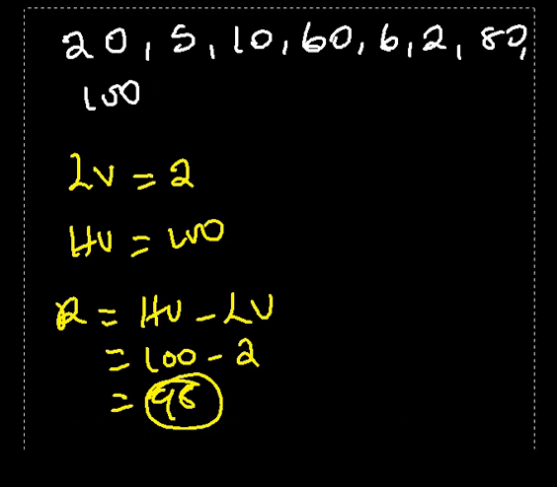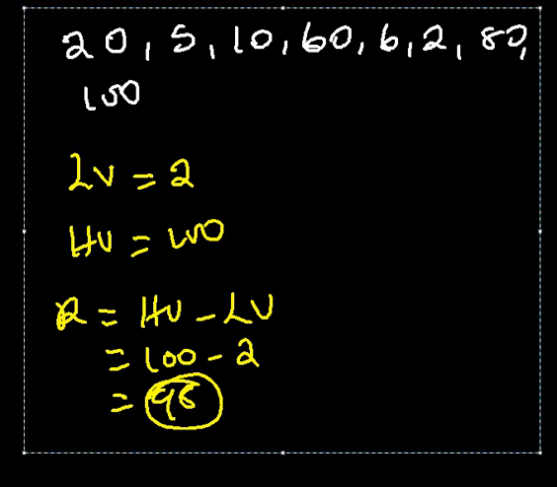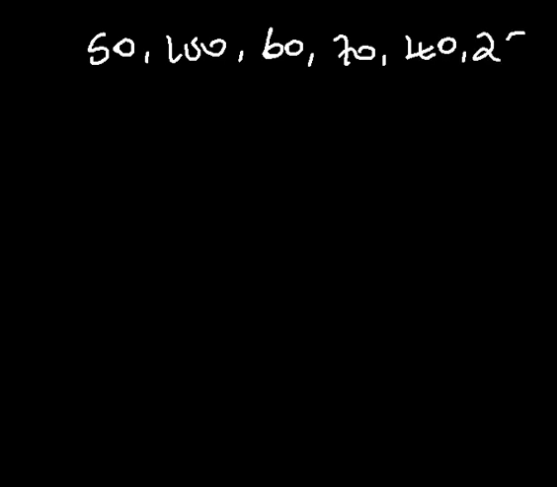And we also have, let's say, this given data: 50, 100, 60, 70, 40, and 25. So how do you think is the range of the data?